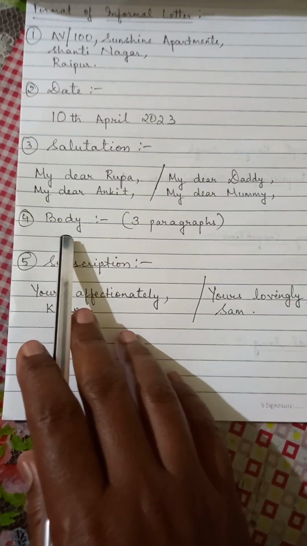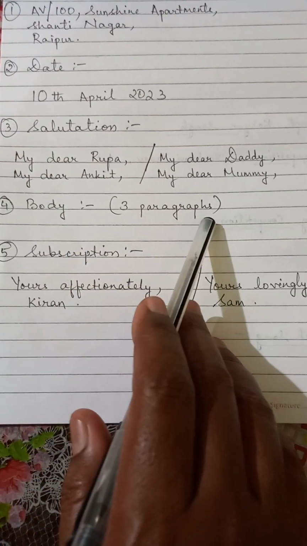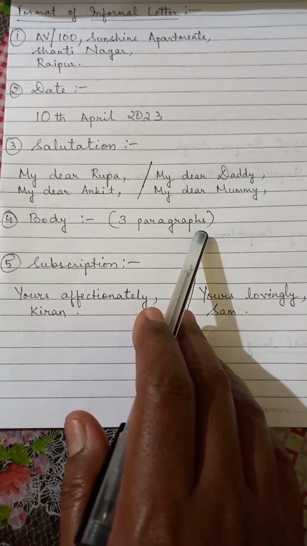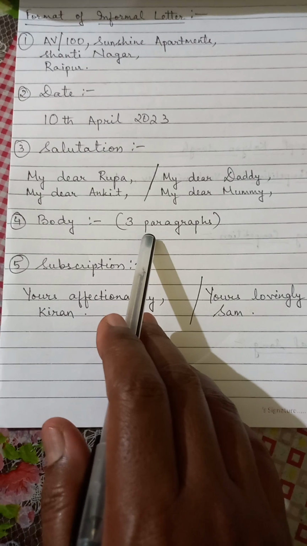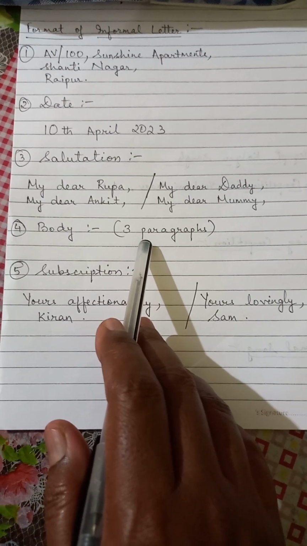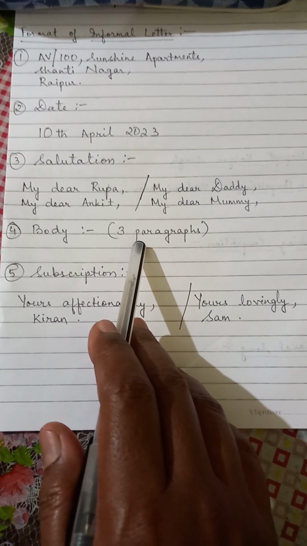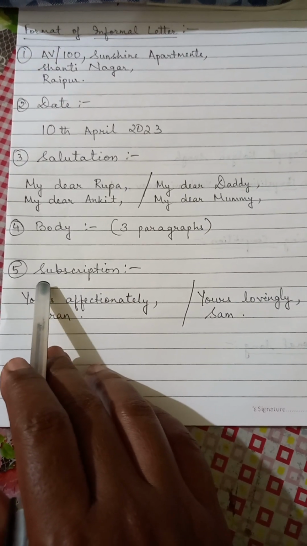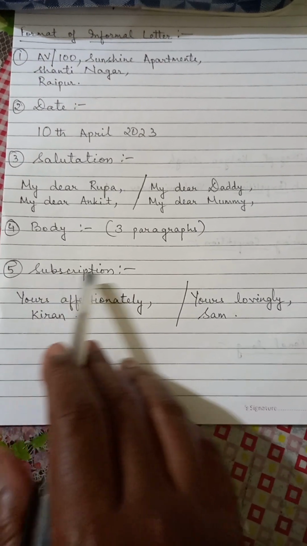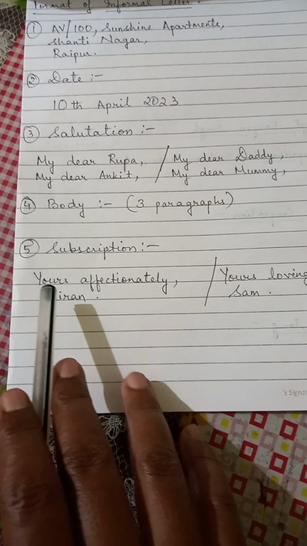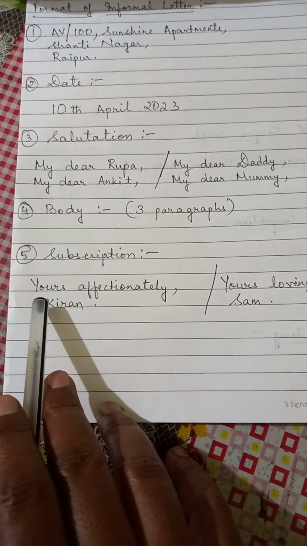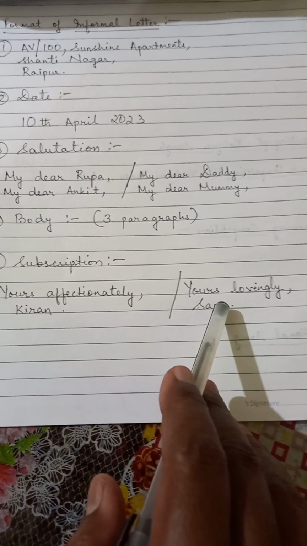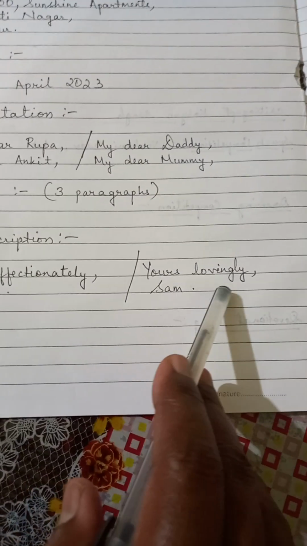Next is the body. Body again is of 3 paragraphs, similar to that in the formal letter. So this I will discuss with you by giving an example in my next videos. Then the last point here is the subscription. The subscription can be written in 2 ways. Either you can write Yours affectionately, or you can use Yours lovingly.